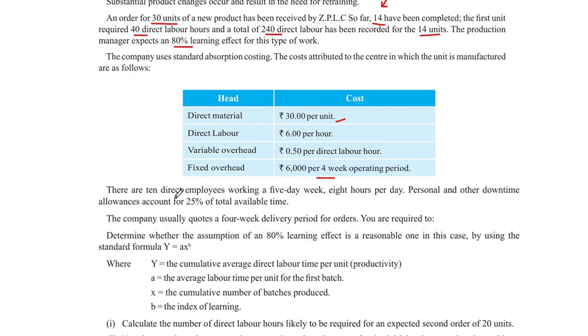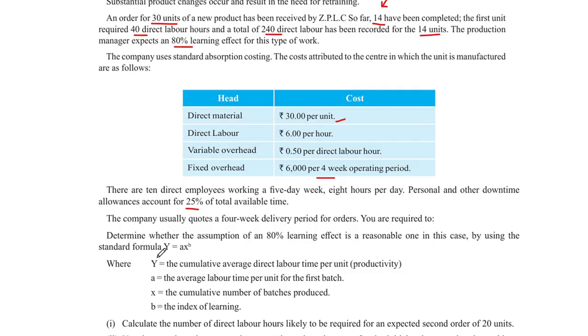There are 10 direct employees working a 5-day week, 8 hours per day. Personal and other downtime allowances account for 25% of total available time. So out of available time, 25% is equivalent to other downtime and allowances. The company usually quotes a 4-week delivery period for orders.